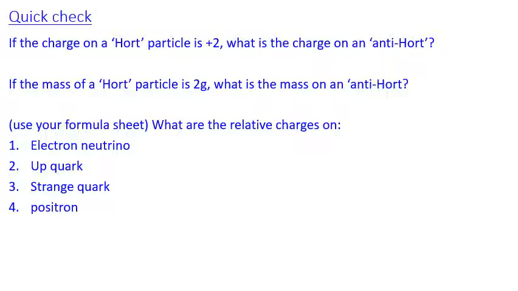So welcome back. Hopefully you realize that if the charge on the Hawk particle is +2, the charge on the anti-Hawk must be -2, whereas the mass will remain the same. So the anti-Hawk will have a mass of 2 grams. We don't have a concept of negative mass. From your formula sheet, you'll have found that the charge on the neutrino is 0, the up quark is +2/3, the strange quark is -1/3, and the positron is +1.